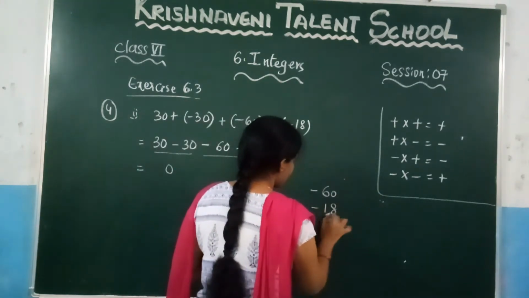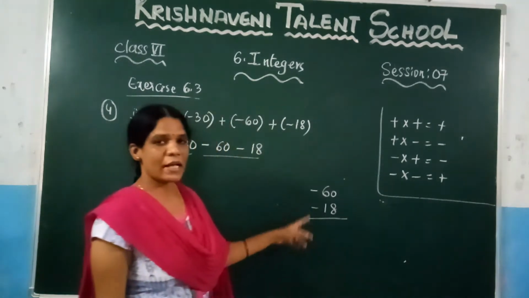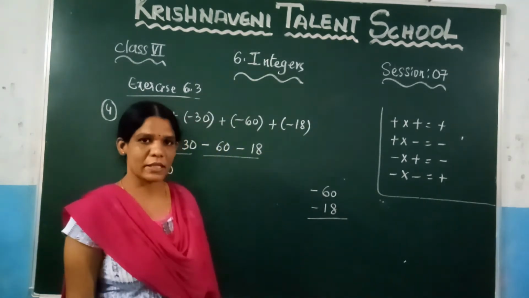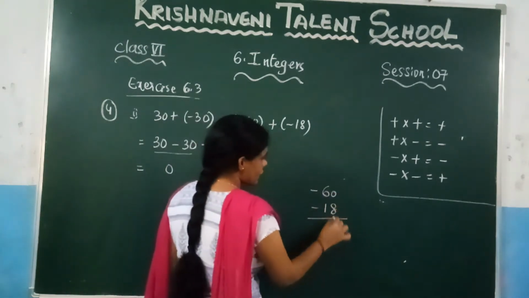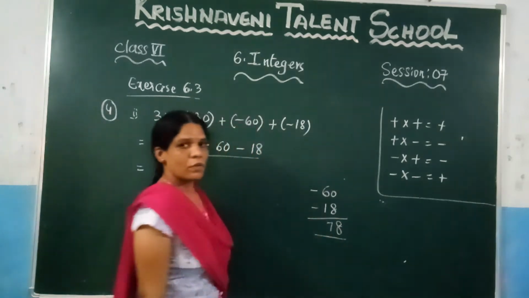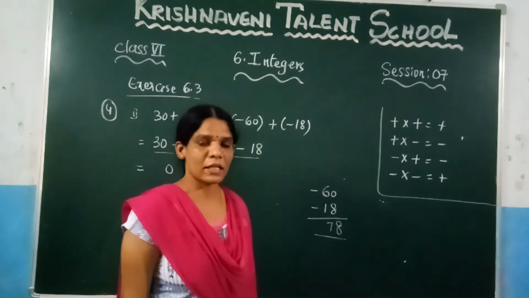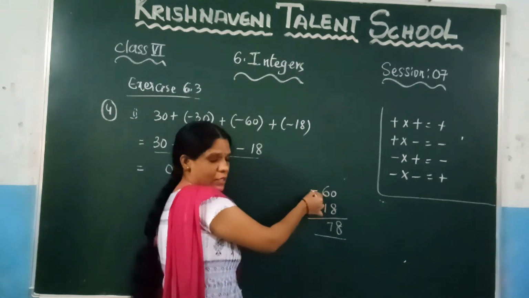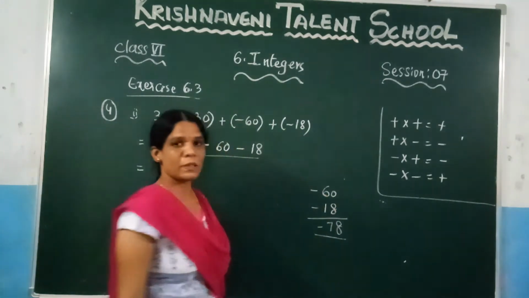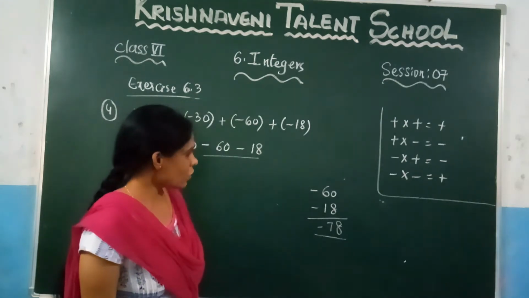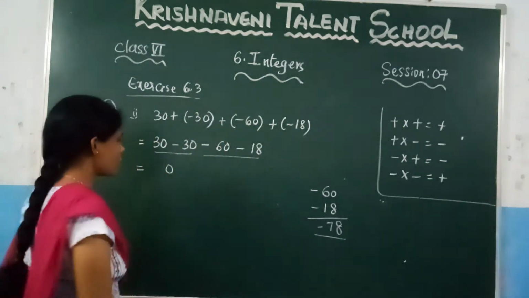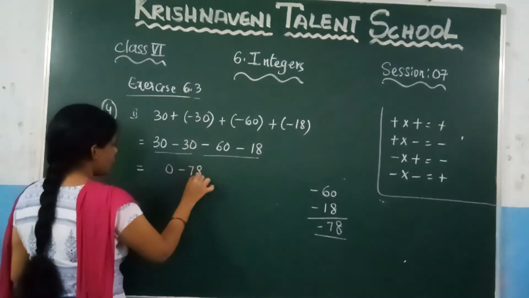So minus 18. Now if both are having the negative symbol, what we need to do? You need to add. So let us add those values. 0 plus 8, which is 8. 6 plus 1, which is 7. Now what we need to do? You need to check here the biggest number symbol. So what is the biggest number symbol, which is minus? So in the answer you need to keep it here minus. So what is the value of minus 60 minus 18, which is minus 78. So write it here minus 78.